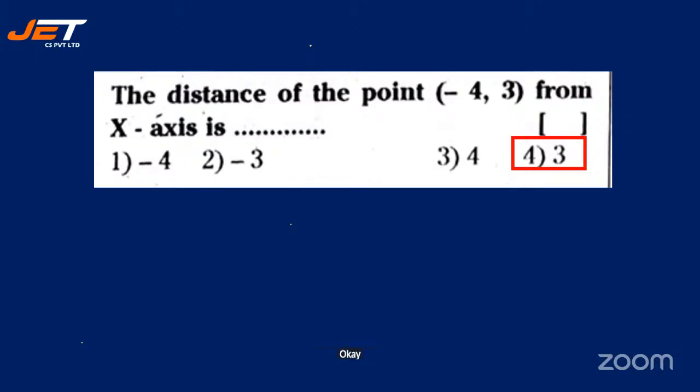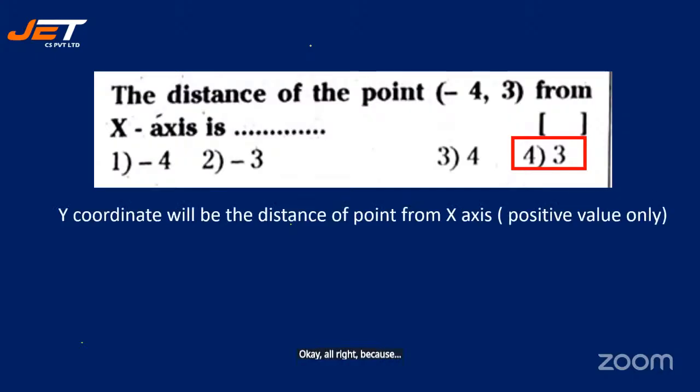Okay, all right, because the y coordinate will be the distance of the point from x-axis. You should take only the positive value. See, the distance of the point from x-axis means you should take only the y coordinate. The distance of the point from the y axis means you should take x. That too only positive you should take. All right? Yes.